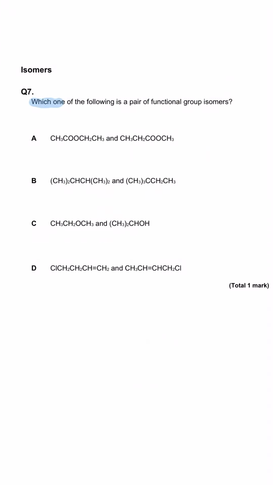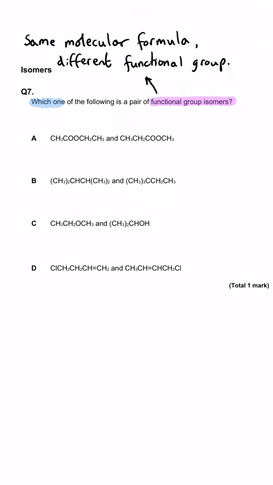Which one of the following is a pair of functional group isomers? So functional group isomers have got the same number of atoms of each element, but they are arranged differently in such a way as to give us a completely different functional group. So what we need to do is look at each one of these in turn and determine what the functional group is. So for the first one, we can see we've got this COOC group, and that makes this an ester. On the right-hand isomer, we also have an ester. So these are the same functional group, and therefore these aren't functional group isomers.